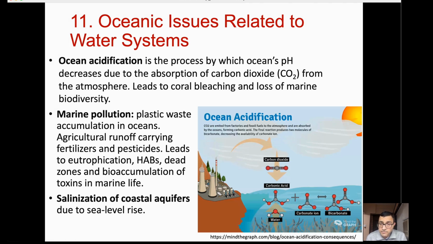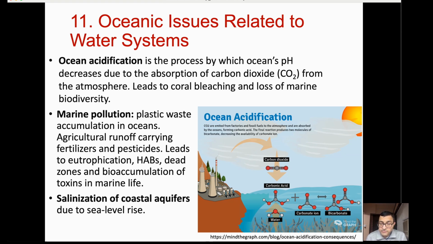So it's a worrisome issue that's being looked at, but it's a direct consequence of increased carbon dioxide in the atmosphere. Marine pollution, on the other hand, is basically a lot of waste that's accumulating in the oceans, coming from these large developed human settlements across the globe. Then there's also agricultural runoff carrying fertilizers and pesticides, which leads to eutrophication, harmful algal blooms, dead zones, and bioaccumulation of these toxins in marine life.